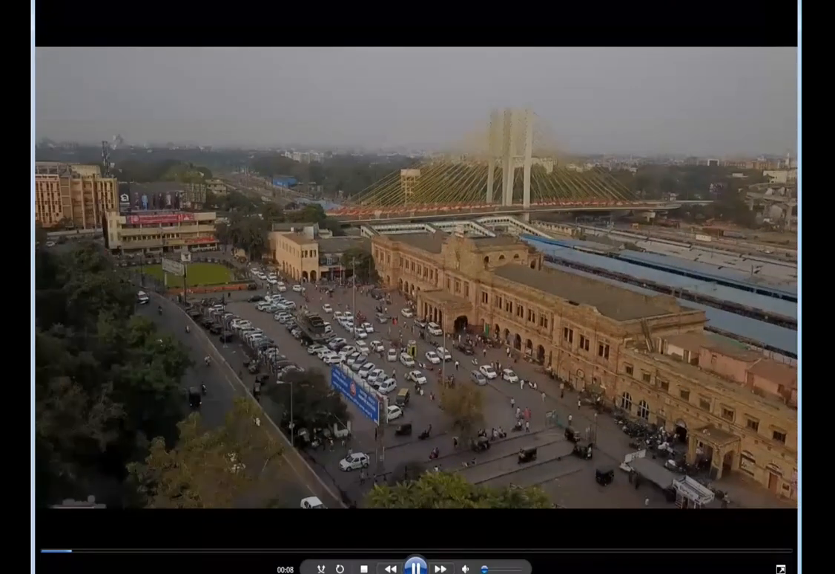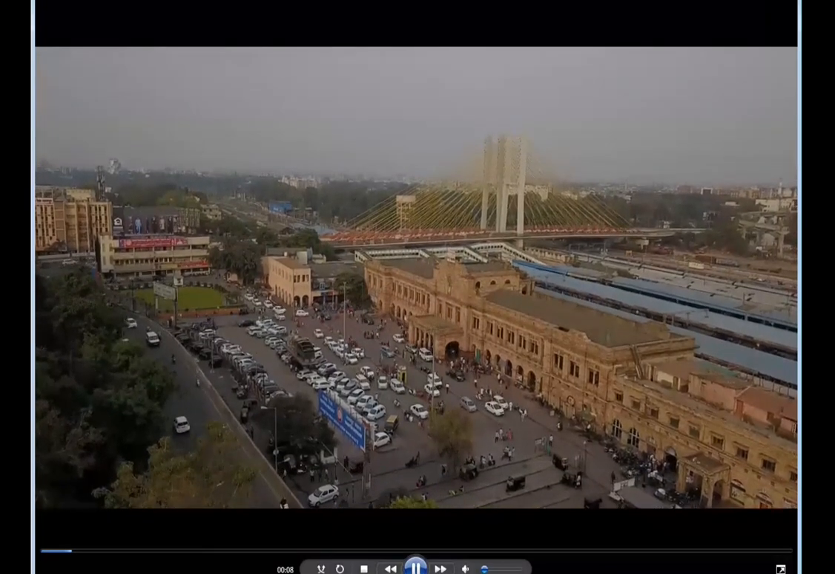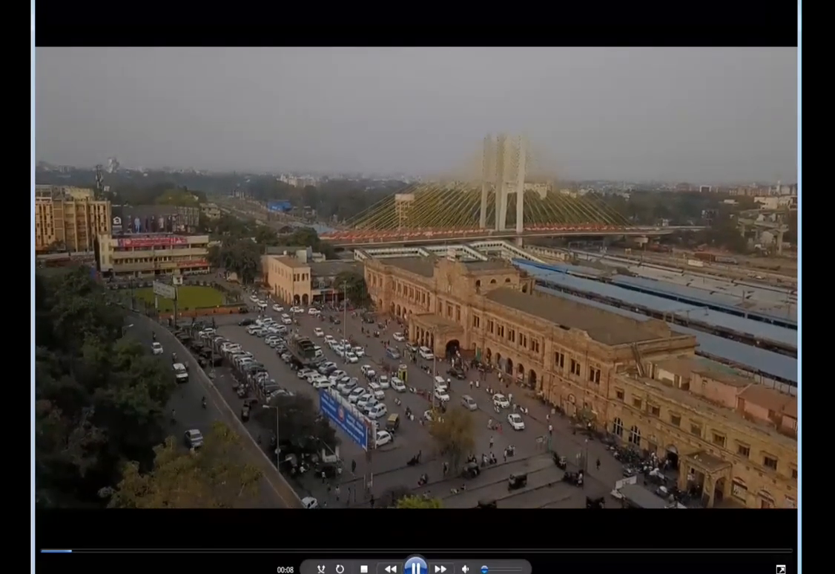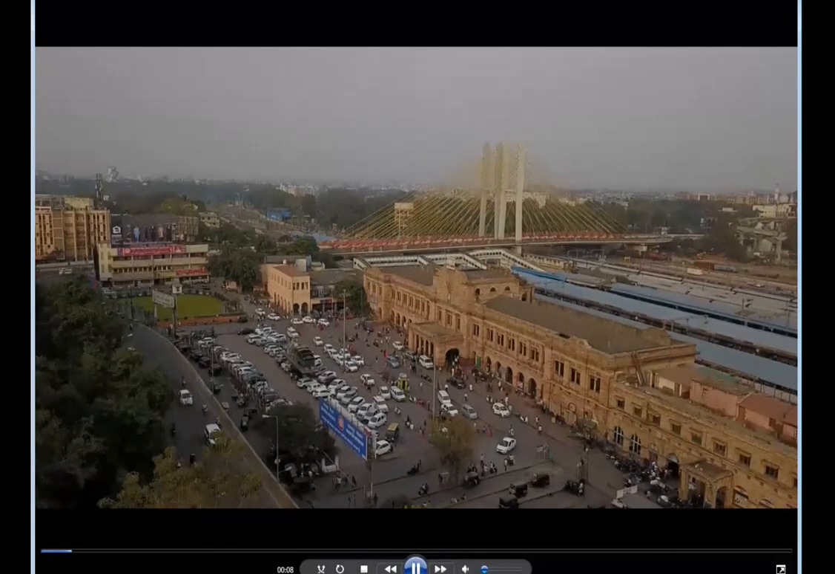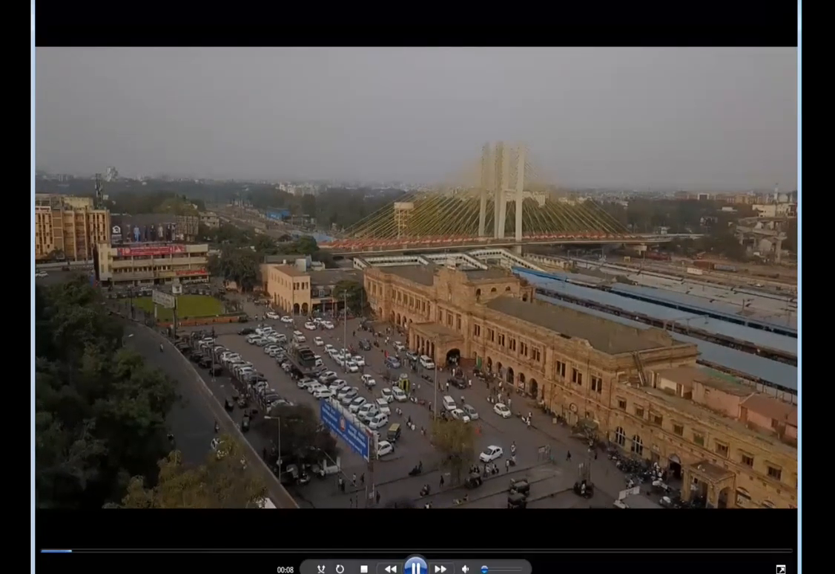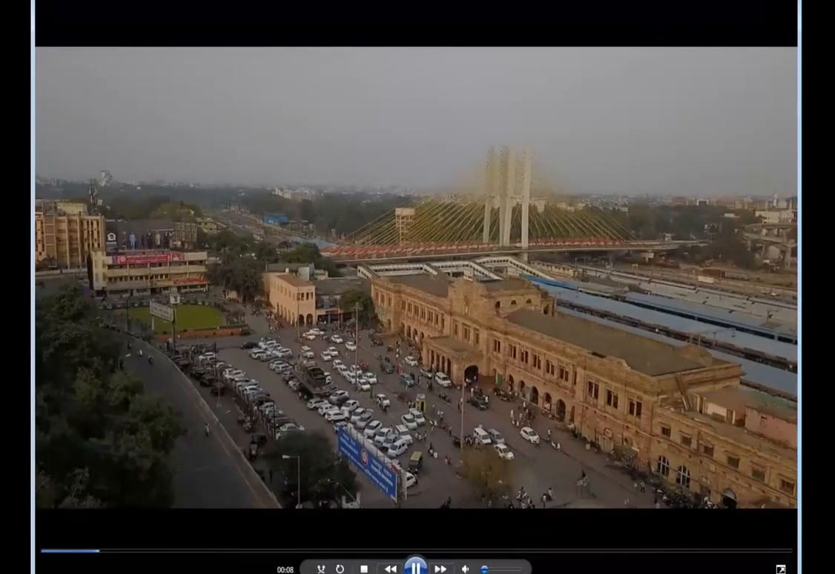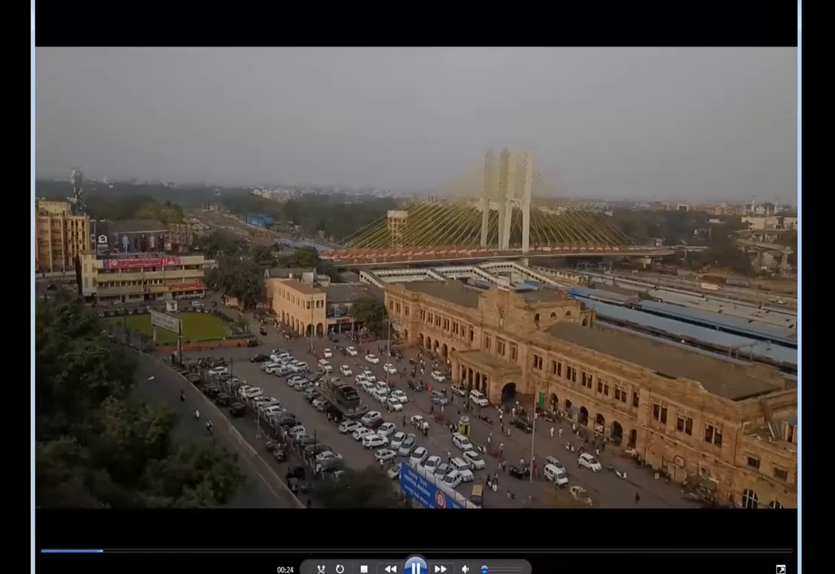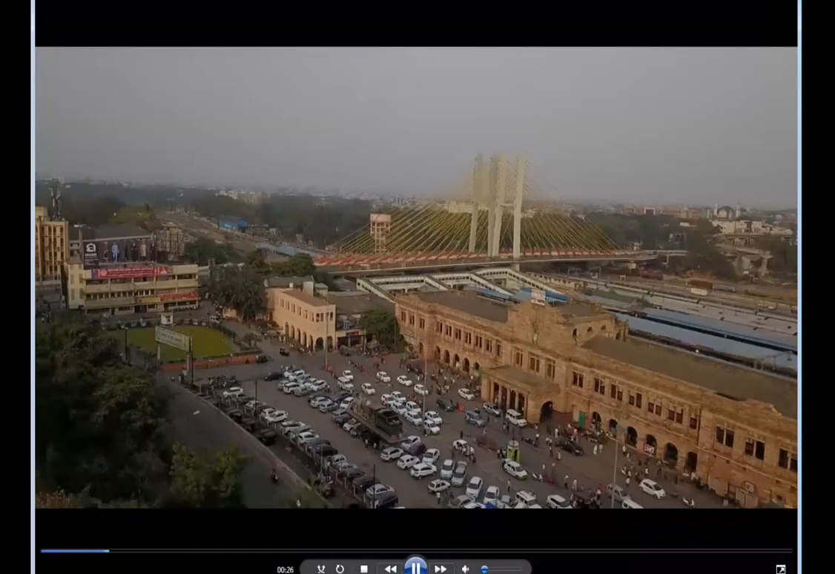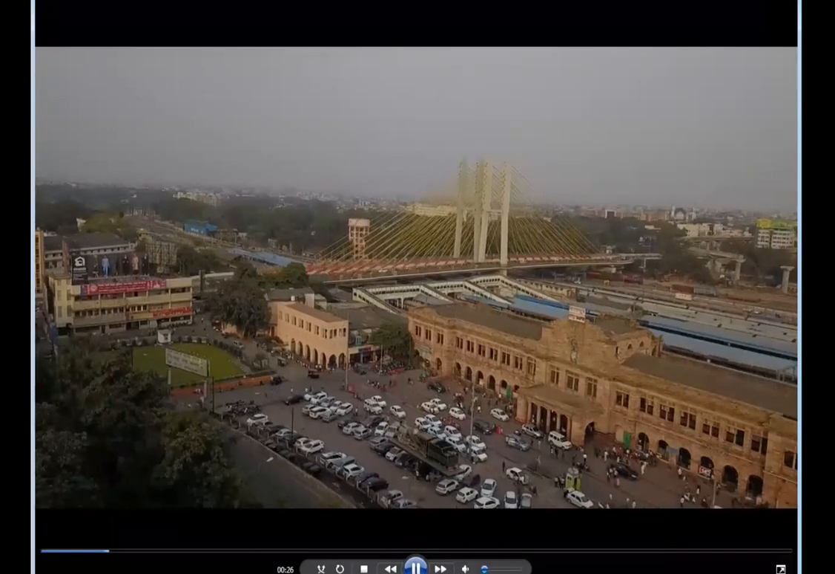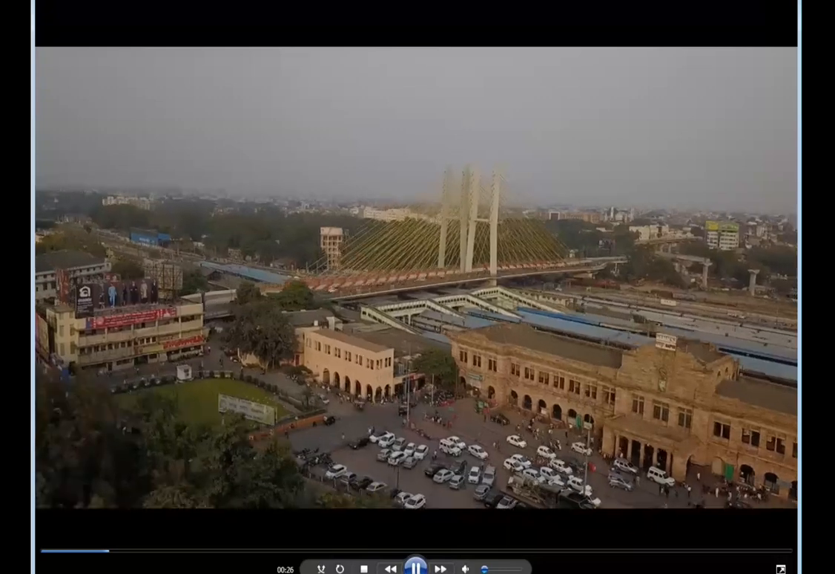So this is the Nagpur station area. Drone shooting has been done after completion of the second phase of the bridge. There are, I think, 7 or 8 platforms, and more than 15-16 lines are also there.